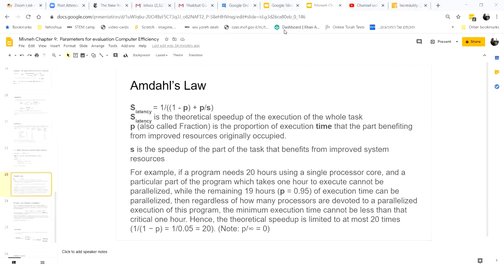Questions so far? Okay. So here's an equation. S is the latency. That means the theoretical speed up of execution of the whole task. So S is like the speed up that I'm going to get. Of course, we're talking about like a percent here. So that's why it's 1 over something. How much faster is it than it was before compared to what it was before?